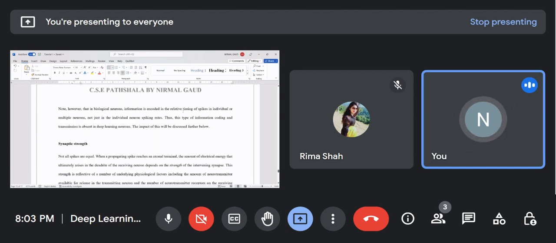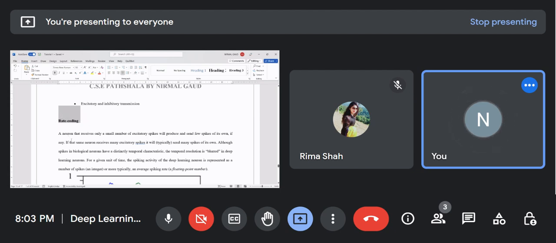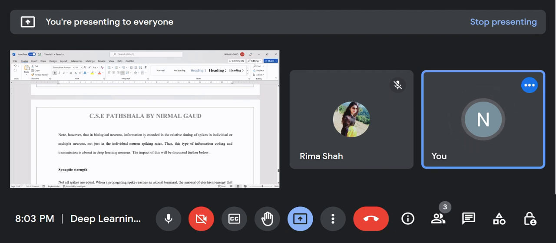Now, in biological neurons, information is encoded in the relative time of the spikes in individual or multiple neurons, not just in the individual neuron's spike rate. This type of information coding and transmission is absent in deep learning neurons. There is a coding I was telling you about, the rate coding. What we noticed in biological neurons is that the information is encoded in the relative timing of the signals, in individual or multiple neurons.